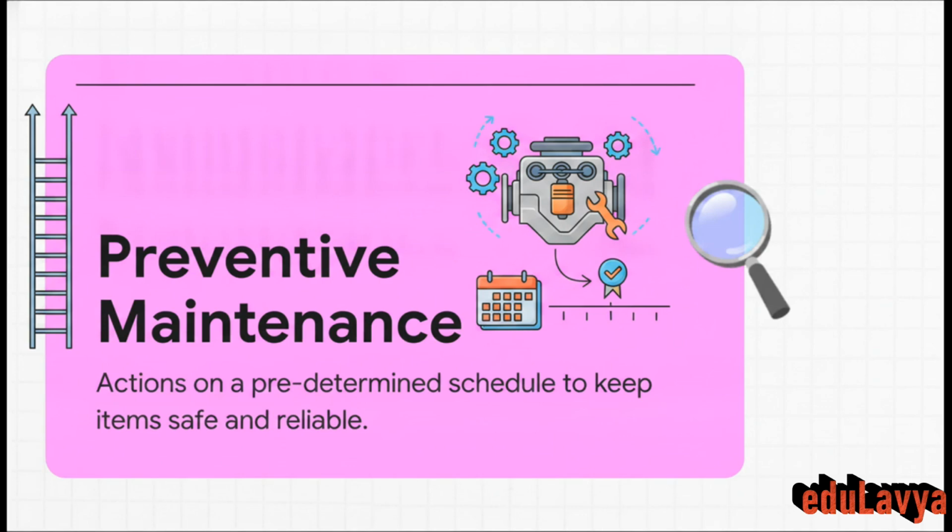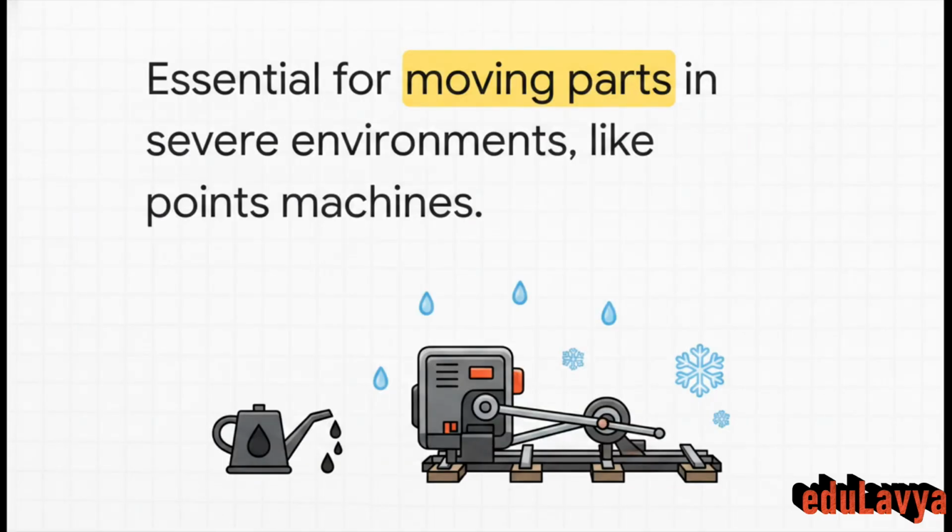Moving a step up the complexity ladder, we hit preventative maintenance. This is where interventions happen on a strict, time-based schedule, totally regardless of the current condition of the equipment. It's exactly like changing the oil in your car every 5,000 miles, whether the oil actually looks dirty or not.